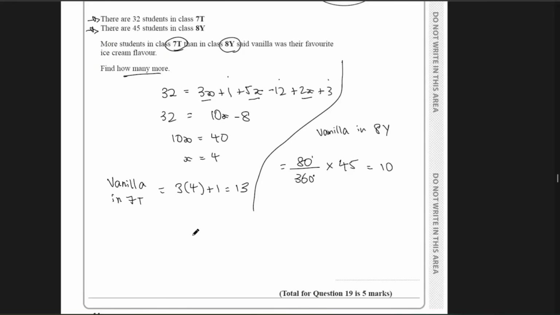So how many more students from 7T like vanilla than 8Y? 3. So 13 minus 10 is equal to 3. 3 more students in 7T like vanilla.